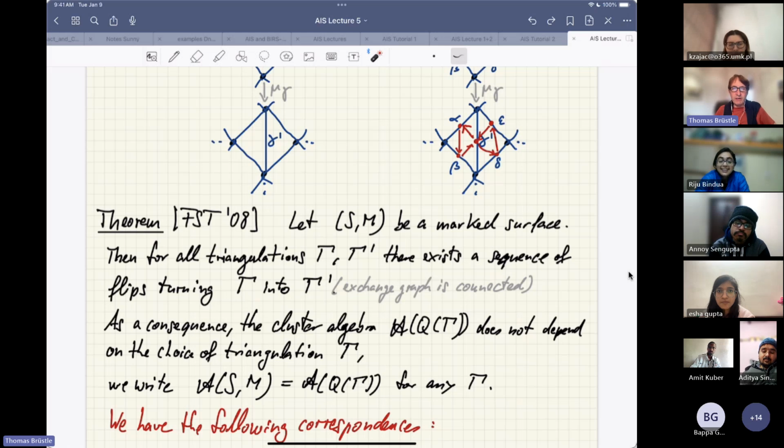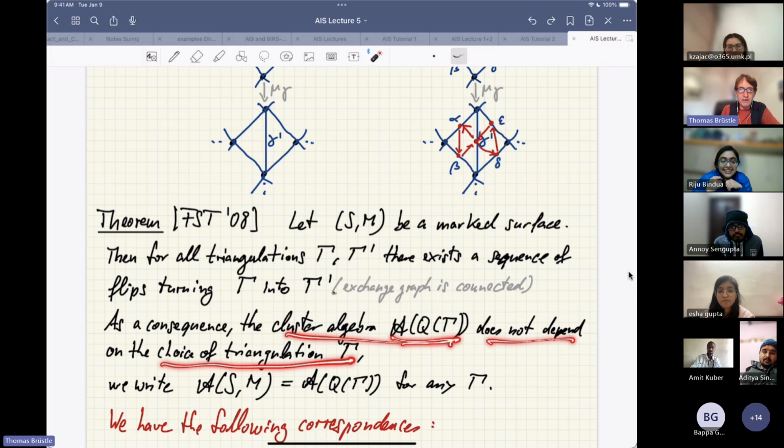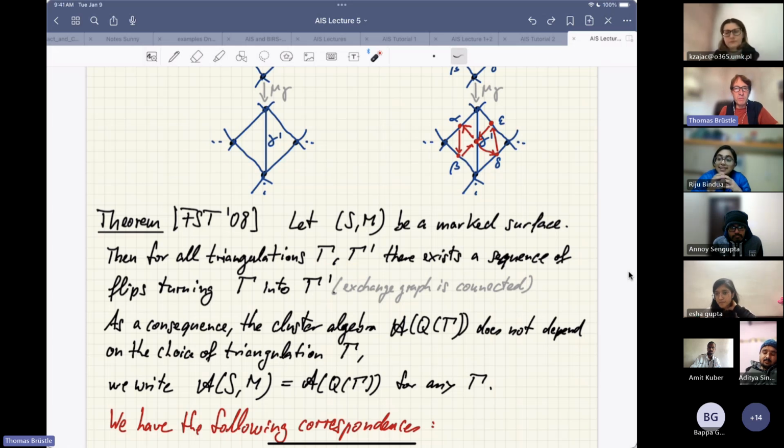So in cluster combinatorics, these exchange graphs that you see here are always connected. You can go from any triangulation to any other triangulation. And this has as a consequence that the cluster algebra does not depend on the choice of the triangulation gamma, because I could start with any gamma, and then I will, as cluster variables, obtain all the arcs that are contained in any other triangulation. So if I start here or if I start here, I get the same set of cluster variables, and they are grouped into the same set of clusters, the triangulations.